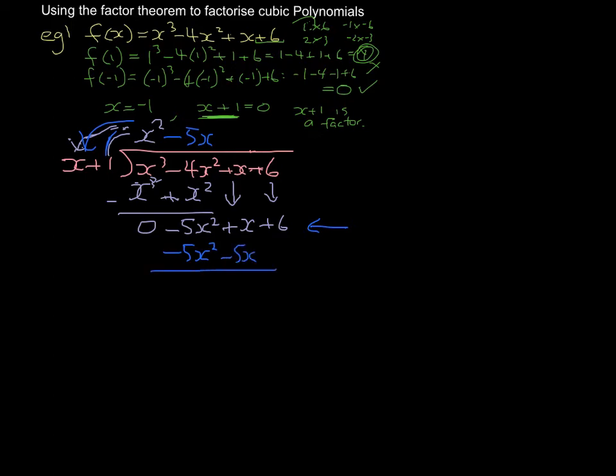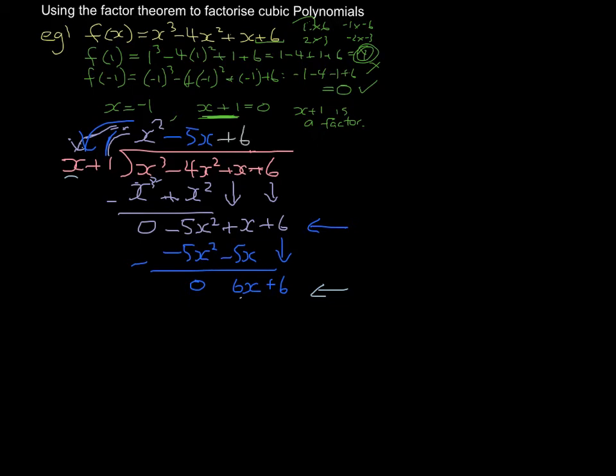And again we need to take away this, so negative 5x squared take away negative 5x squared is 0, and x take away negative 5x is 6x. Then we bring down the plus 6, okay, and then I'll get a different colour again. Now we're dealing with the 6x down the bottom here in this line. So the 6x down there divided by the x at the front will give us positive 6.